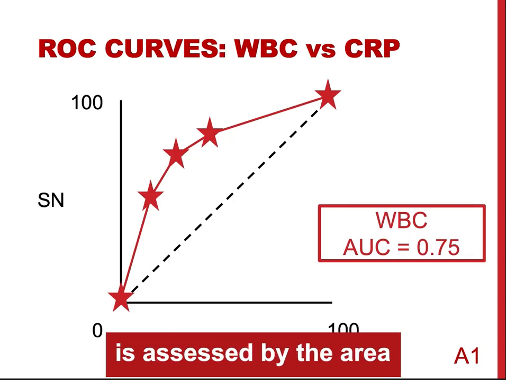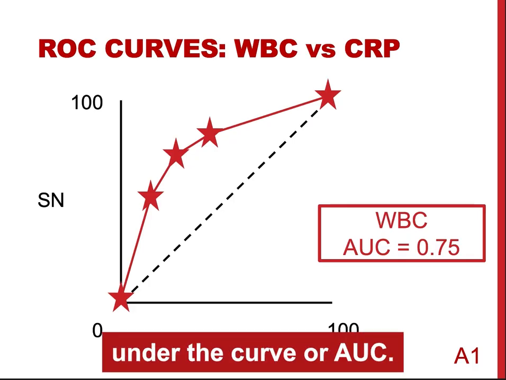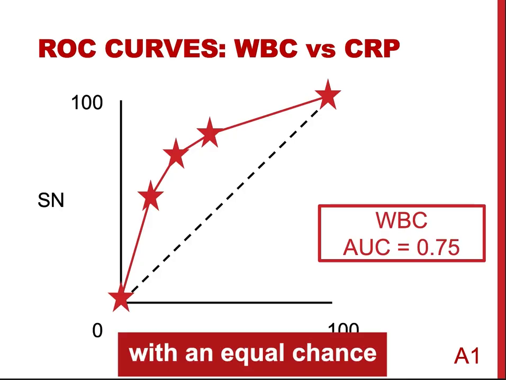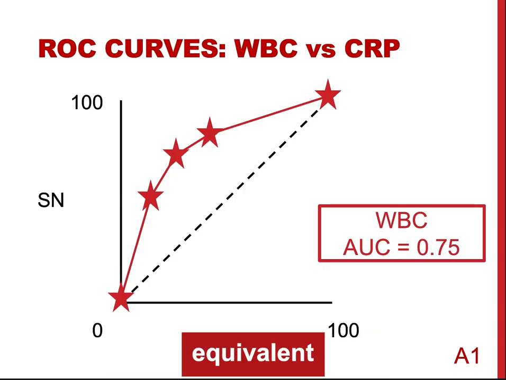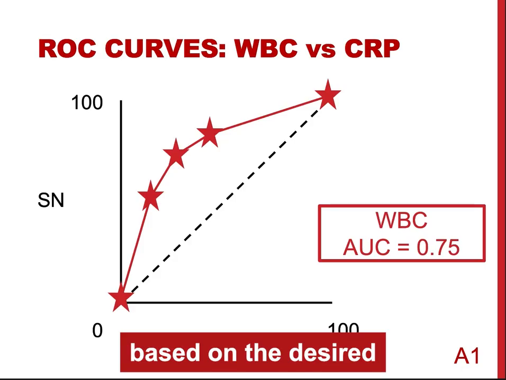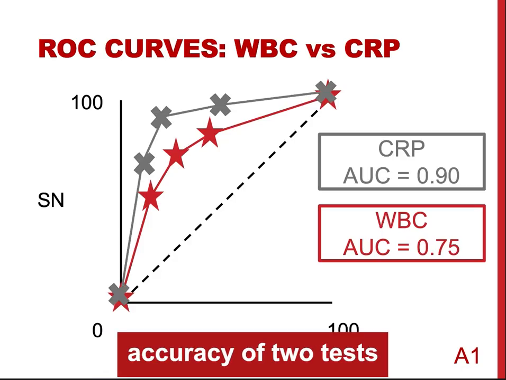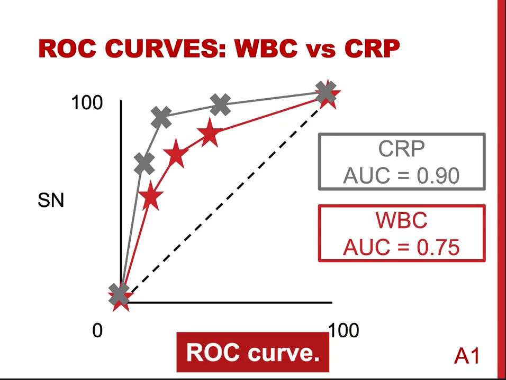Test accuracy is assessed by the area under the curve, or AUC. The dashed line indicates a test with an equal chance of a true positive and a false positive. This is a useless test, equivalent to flipping a coin. The test cutoff is chosen based on the desired sensitivity and specificity. We can also compare the accuracy of two tests by plotting a second ROC curve.